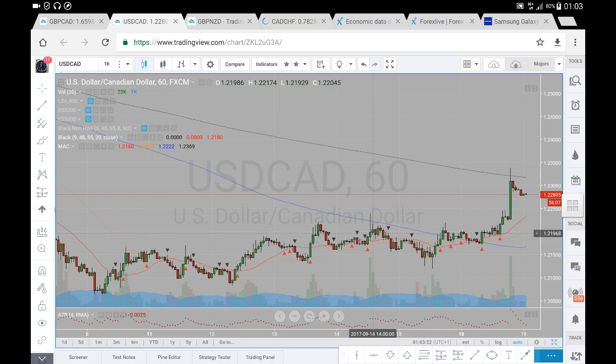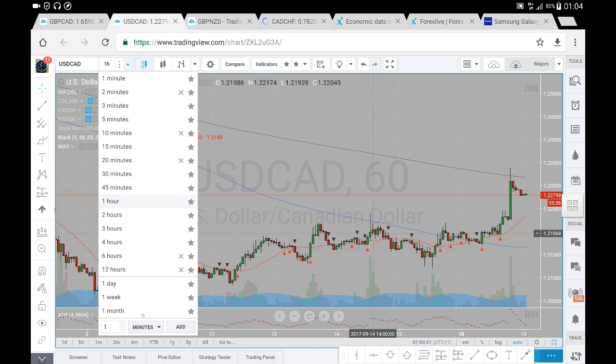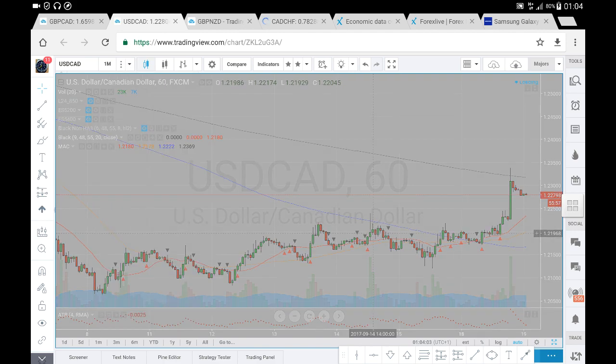So this is some market analysis for the US dollar CAD, and pretty much as I usually do, I start on the monthly time frame.